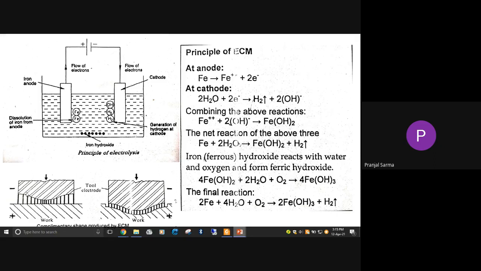Complementary shape means what? See, this has the above portion. These are the tool electrode. Tool and workpiece both are acting like electrodes only.